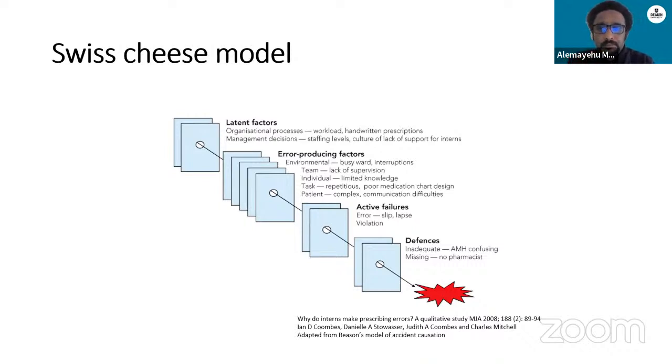So this model shows that errors may be due to latent factors or active failures. Have you seen here, for example, defenses? There are a number of defenses to fill up these gaps. One is pharmacists, for example. If there is no pharmacist in the ward to fill up those gaps, because pharmacists are a defense system for these holes, the patient may be exposed to errors.